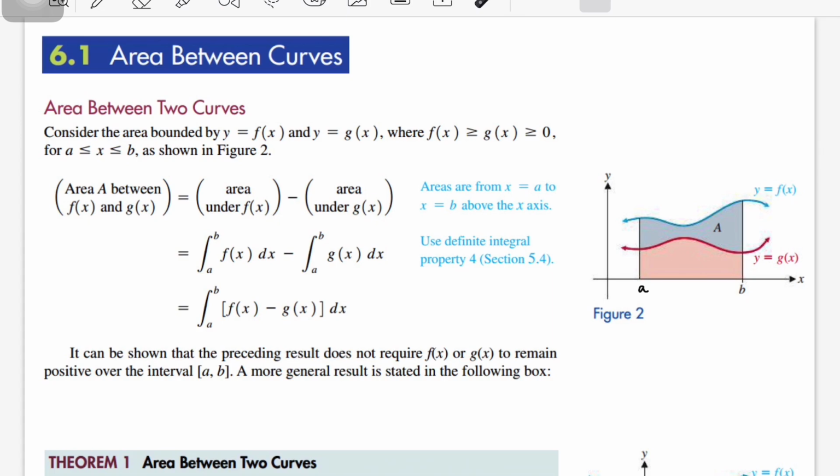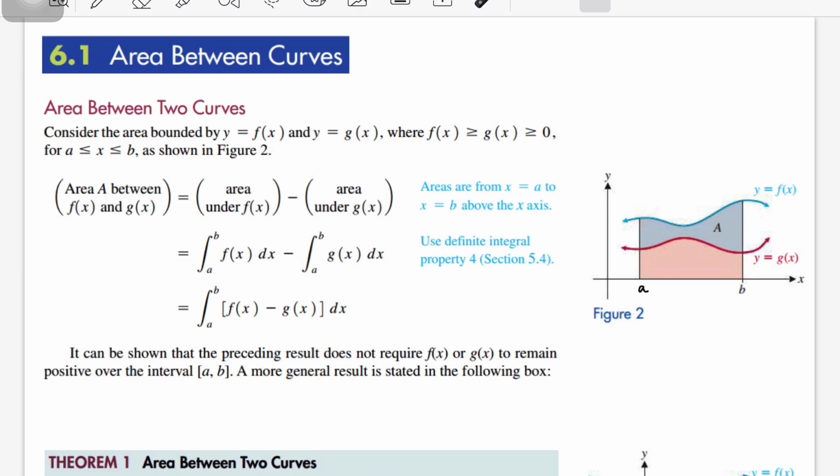Consider the area bounded by some function f of x and some function g of x, where f of x is bigger than g of x, and both of these are greater than or equal to 0. And this is for some interval where x is in between a and b. Now this is shown in this figure here. We have our curve f of x here, our curve g of x here, and our interval a to b here. So the area between f of x and g of x is given by this shaded blue region here.